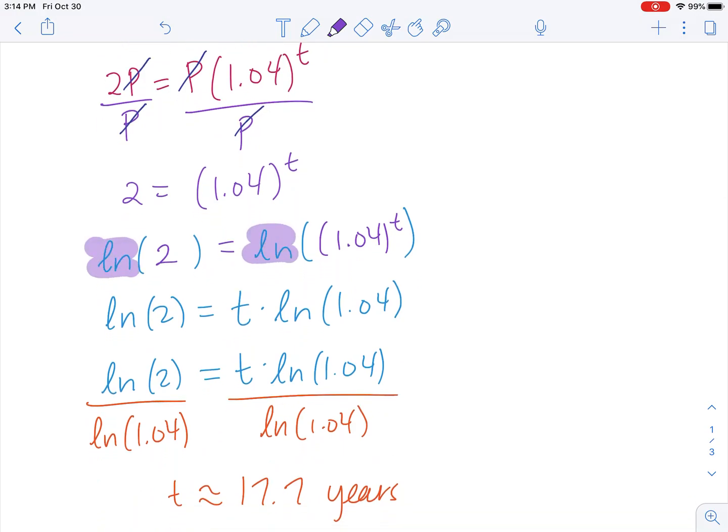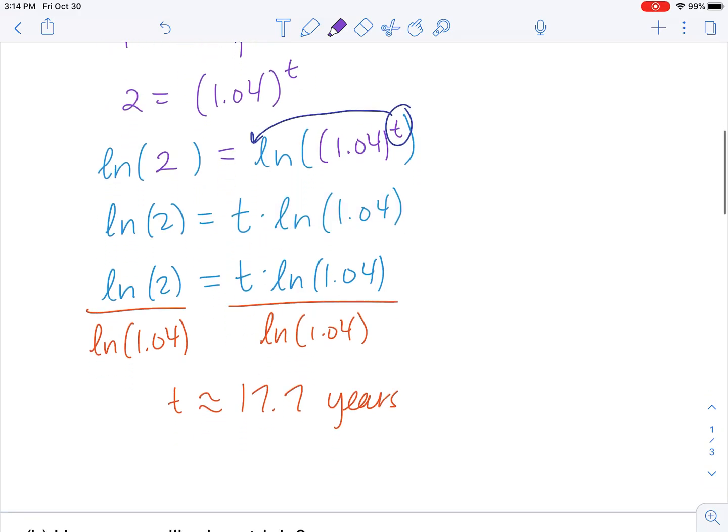So our next step is to take the logarithm of both sides using a natural log. So when we do that, we can move the exponent down to the front as a product, as I've done here. So now that we have t times the natural log of 1.04, I can divide both sides by the natural log of 1.04 on the right-hand side in order to get t by itself, which is what we want. We want to solve for t.